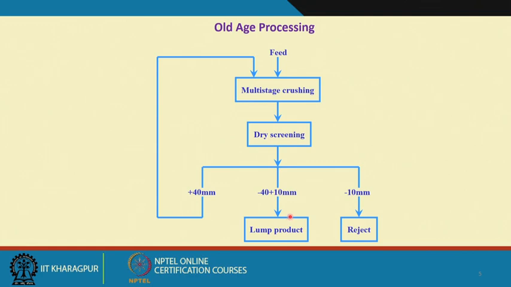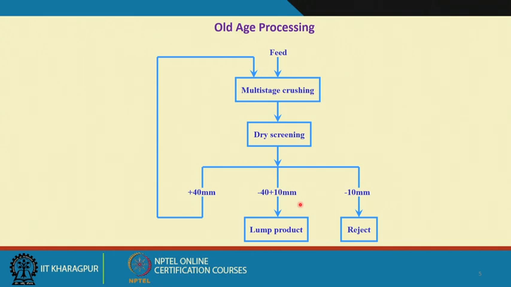As the grade of my iron ore is quite high, I do not require to upgrade it. So, my old iron ore processing plants only had some crushers, that is the comminution circuit, and finally your product was the lump sizes, that is minus 40 plus 10 mm, and the minus 10 mm material you are basically throwing out.